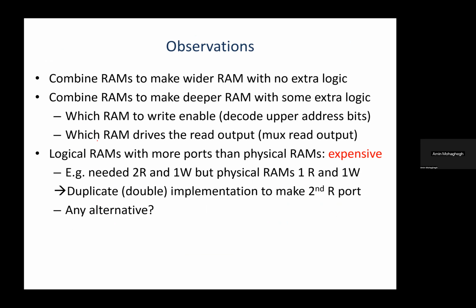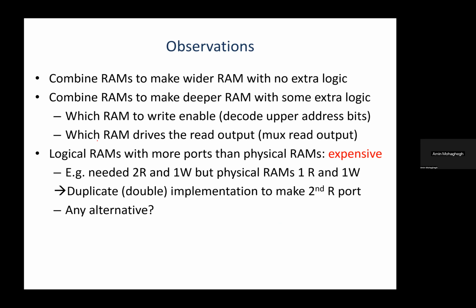Okay, so I guess observations from this: we can combine RAMs to make a wider RAM without any extra logic. So in your RAM mapper, that's kind of the nicest way to combine things, right? Just put them in parallel. We can combine RAMs to make deeper RAMs, more words, but it takes extra logic. We need to decode the upper address bits to decide which RAM to enable when we're writing. That costs a little bit, but not too much. And then we need to build some muxes for every single bit on the read output so that we select the right data. That's more expensive, and it's because it's a whole data bus, right?